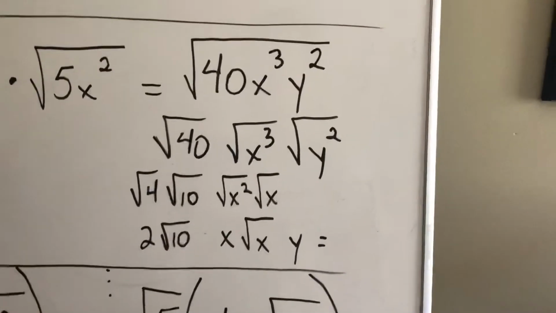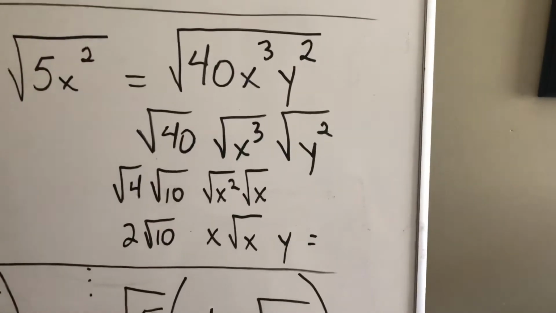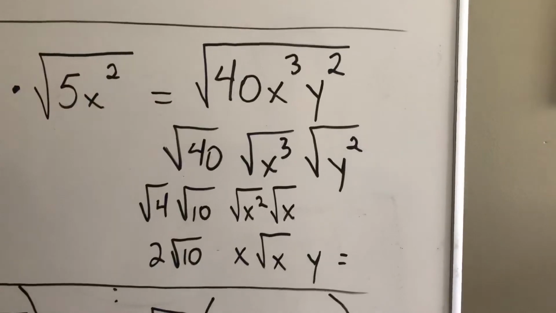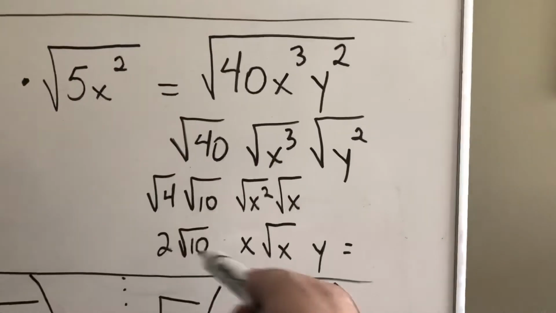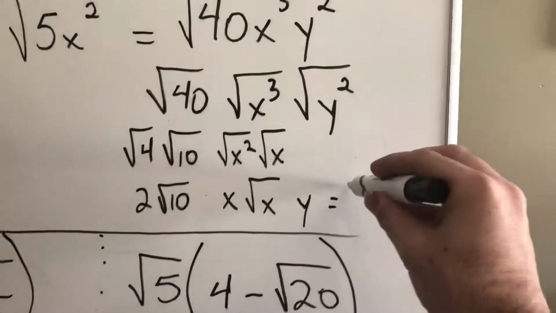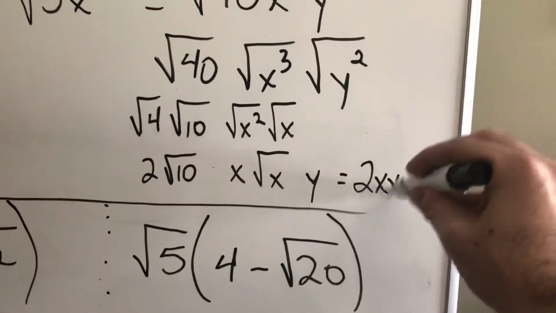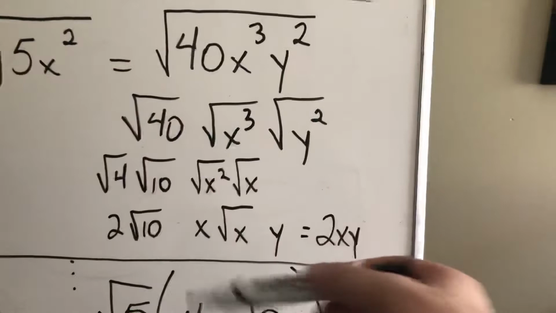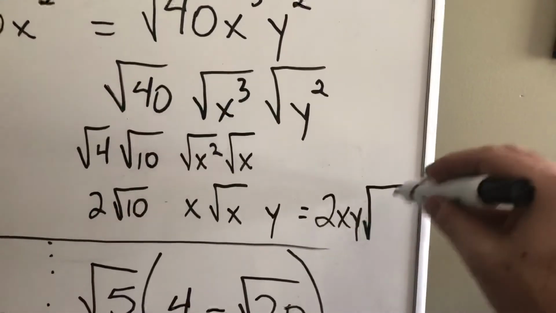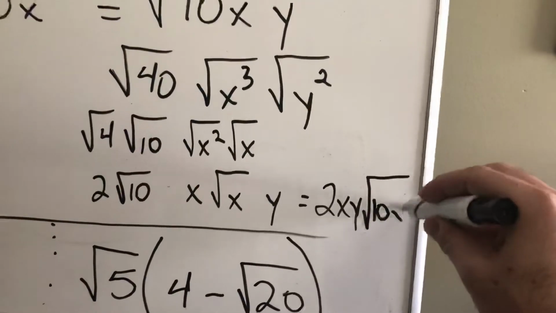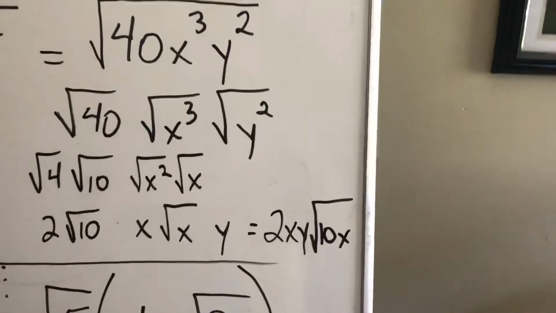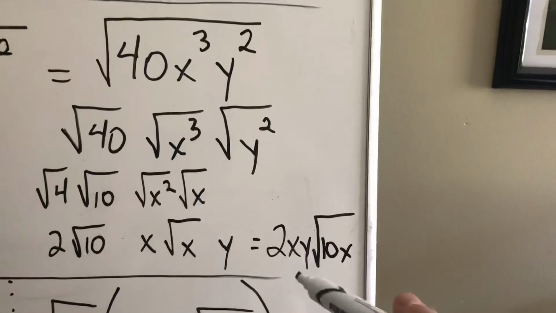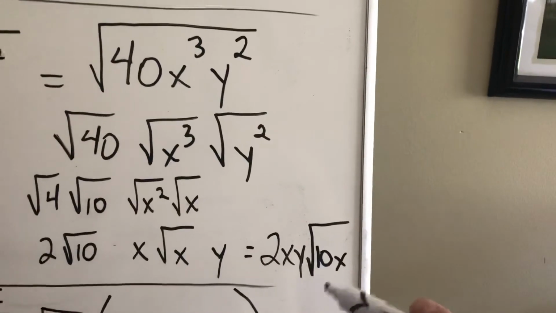So I have all this. Let's write this in a simplified form. Let's take everything that's been simplified. Let's take 2, x, and y. And then combine what's left underneath the radical sign. So it's root 10 and root x. So I'm going to make it root 10x. So it's a little crushed there at the end, but my answer here is 2xy radical 10x.